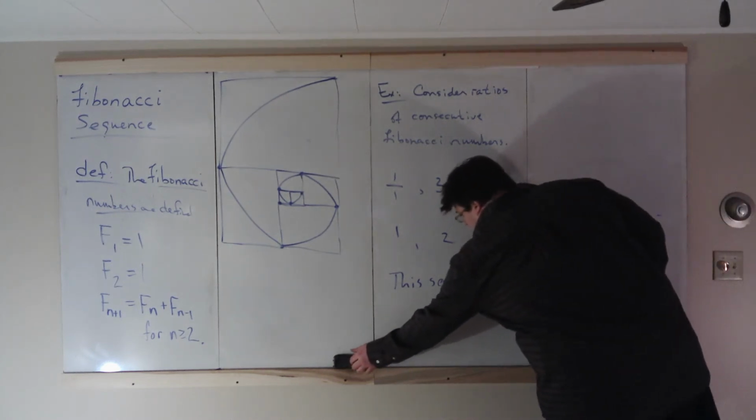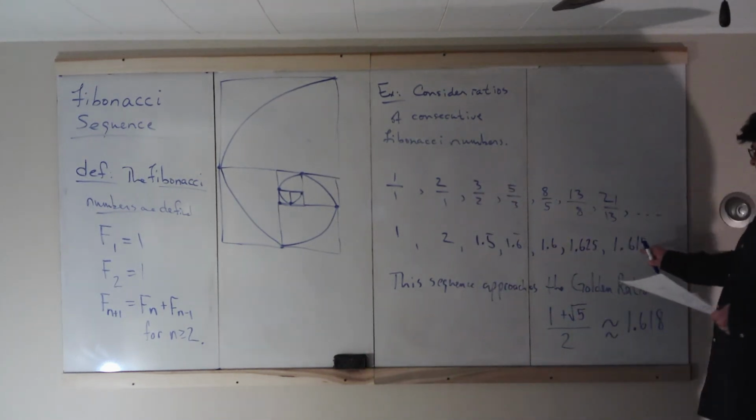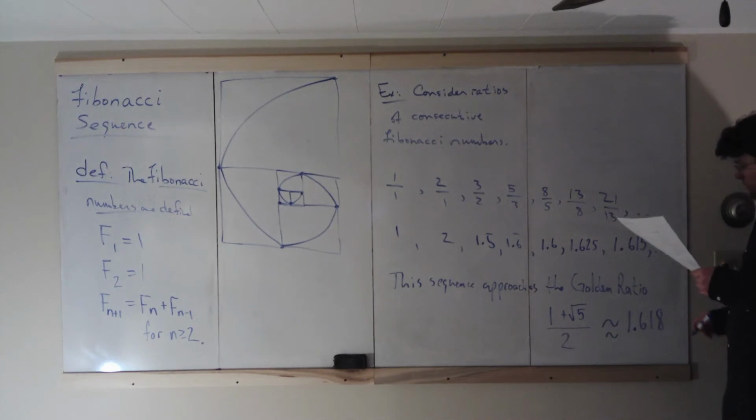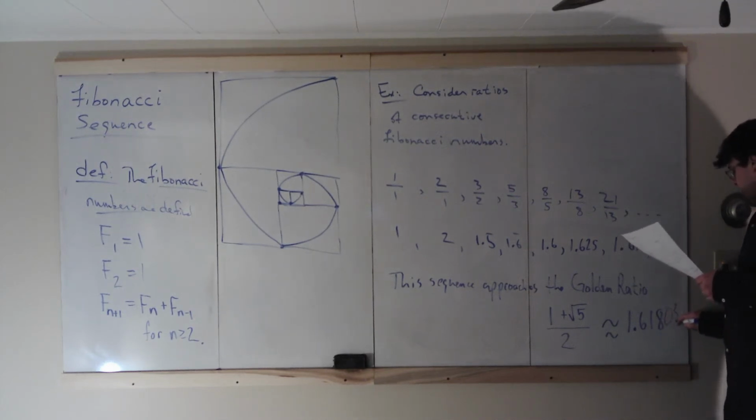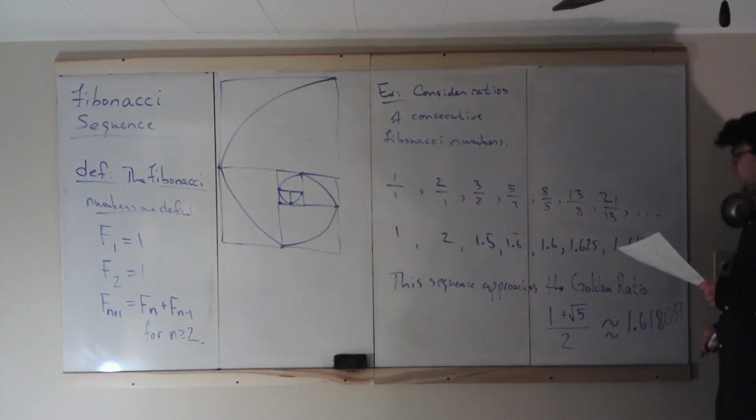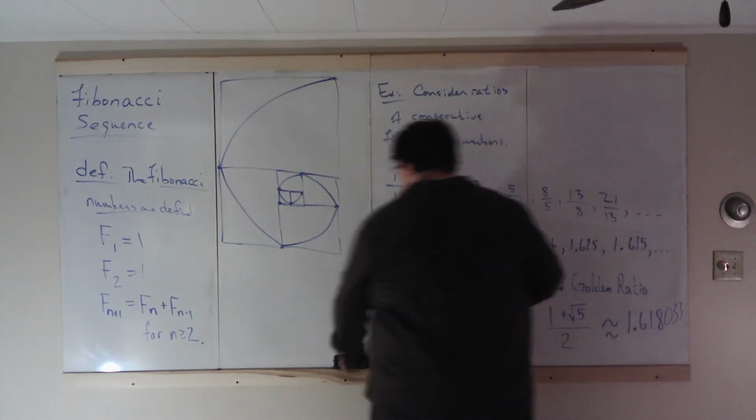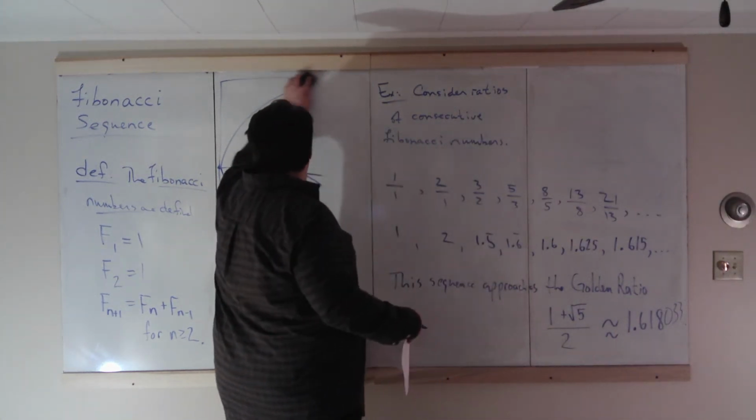I'll write a couple more. Why not? Because this one has 3 decimals, so I should put a little more in this one. 0.033, and so on.